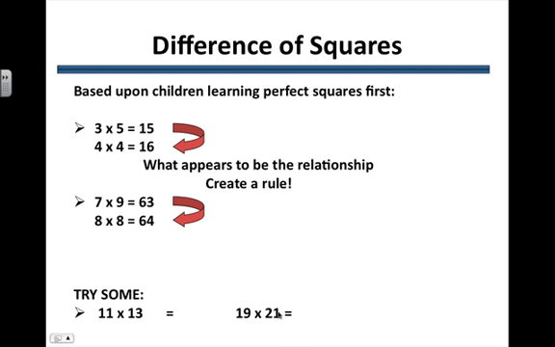What's 19 times 21? We don't necessarily know that in our head, but we can recognize that there's a difference of 2 here, so we take the middle number, which is 20. 20 squared, so 20 times 20 is 400. 400 take away 1. The answer of this is 399.